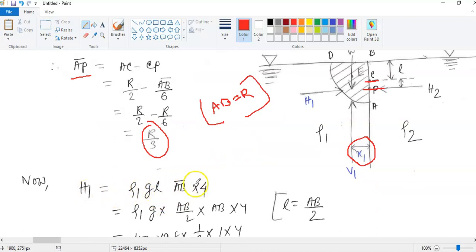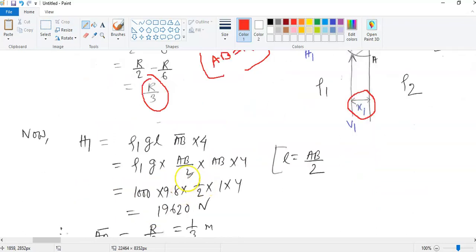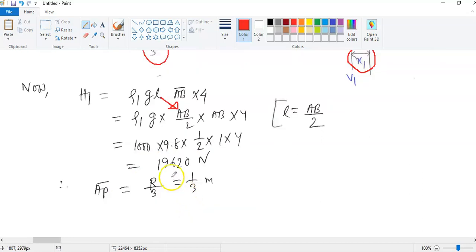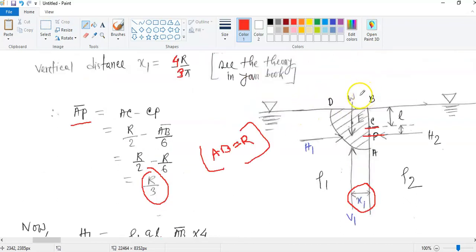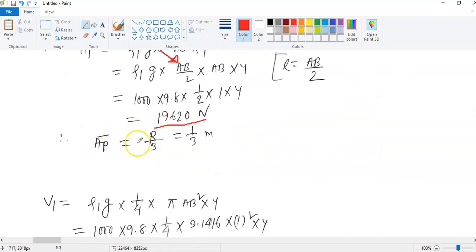Previously we knew H1 equals this, so now we know L equals AB by 2, so substitute this value. Now we know every value. The density ρ1 is 1000, gravity constant, we know AB equals 1, and so we got the horizontal force. Similarly, to calculate the moment, we need this distance AP, and we know AP equals r over 3, so this is 1 by 3.